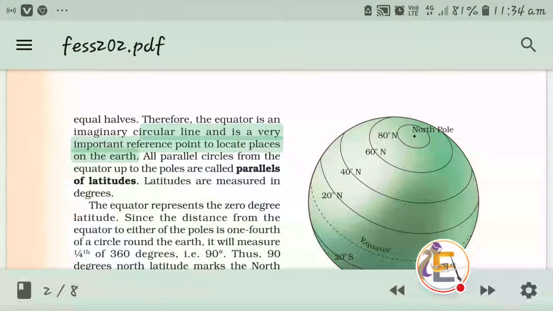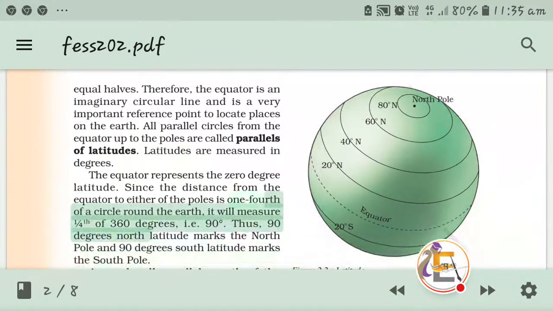All parallel circles from the equator up to the poles are called parallels of latitudes. Latitudes are measured in degrees. The equator represents the 0-degree latitude. Since the distance from the equator to either of the poles is 1/4 of a circle round the Earth, it will measure 1/4 of 360 degrees, i.e. 90 degrees. Thus, 90 degrees north latitude marks the North Pole and 90 degrees south latitude marks the South Pole.